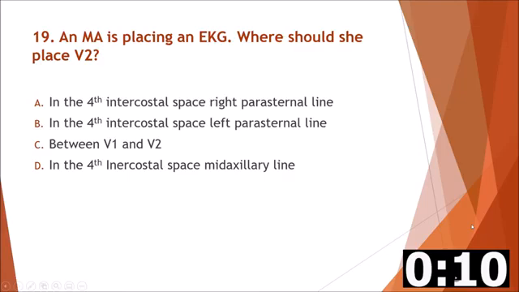Next question. An MA is placing an EKG. Where should she place a V2? A, in the fourth intercostal space, right parasternal line. B, in the fourth intercostal space, left parasternal line. C, between V1 and V2. D, in the fourth intercostal space, mid-axillary line. 10 seconds.